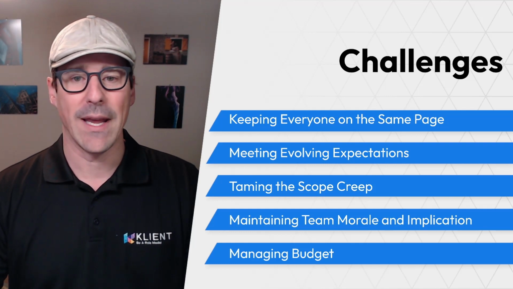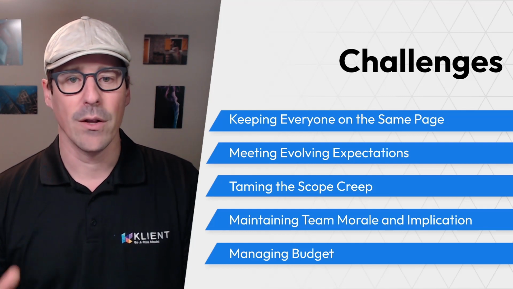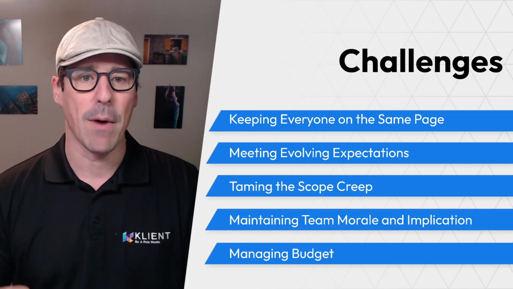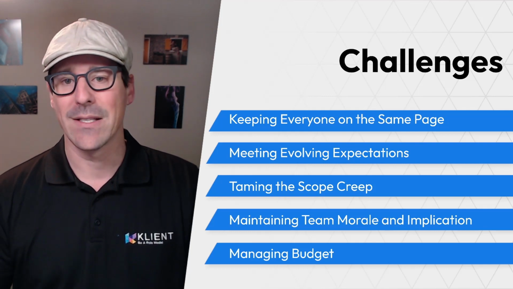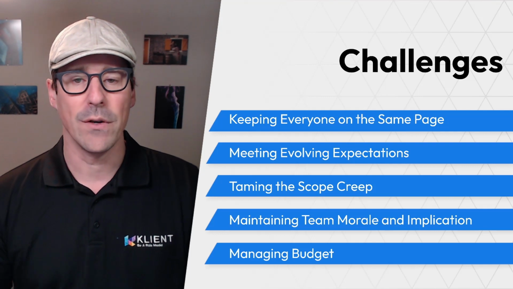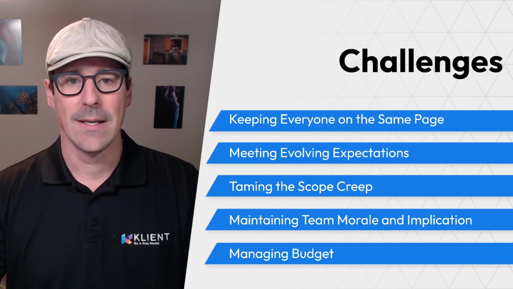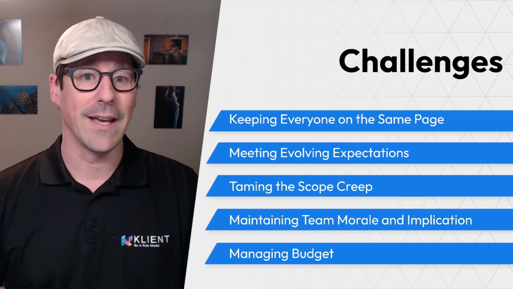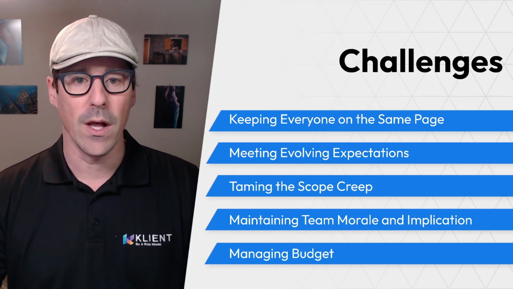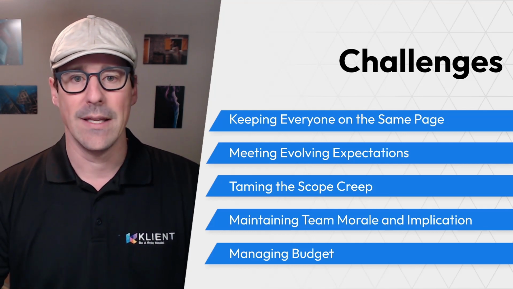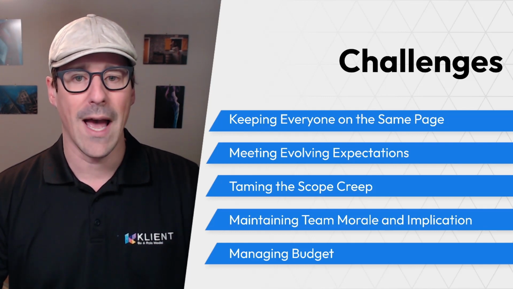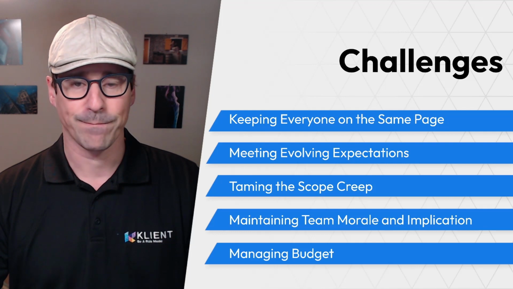First one, keeping everyone on the same page. We all know that it's tough to ensure that all team members and stakeholders have the same understanding of the project, as miscommunication can lead to confusion and eventually setbacks. Especially when it comes to meeting evolving expectations, the project will change over time and the expectations might evolve. So we need to make sure that everyone has the same understanding of the project.